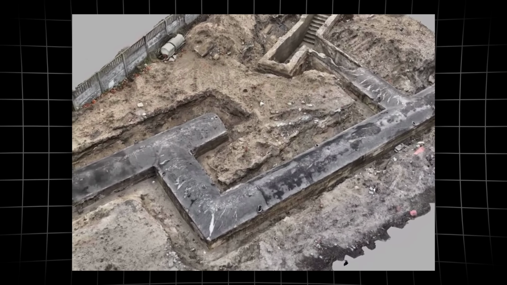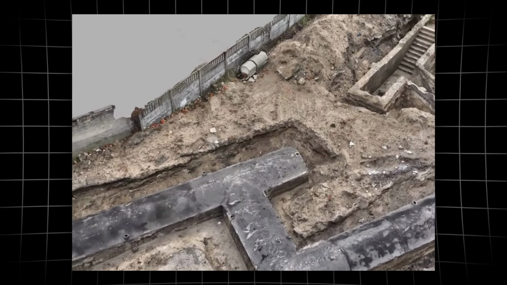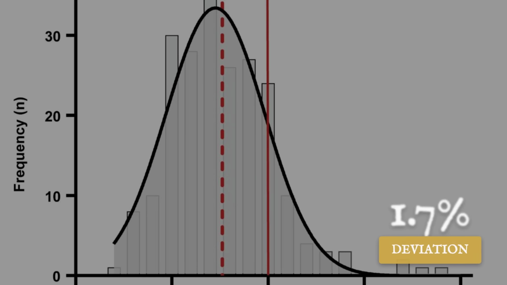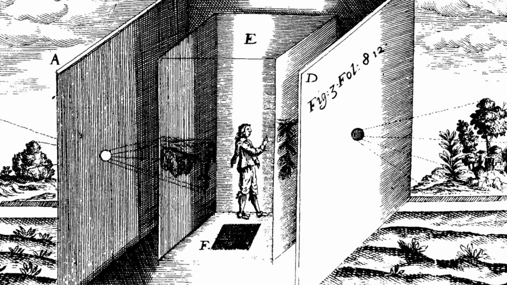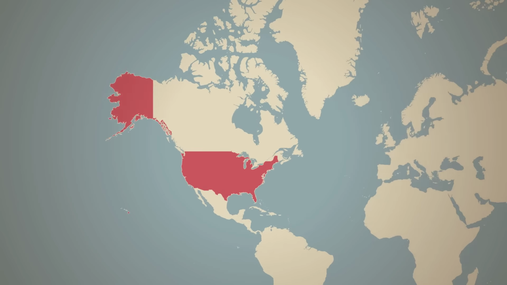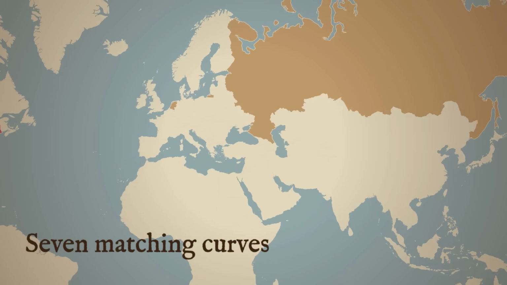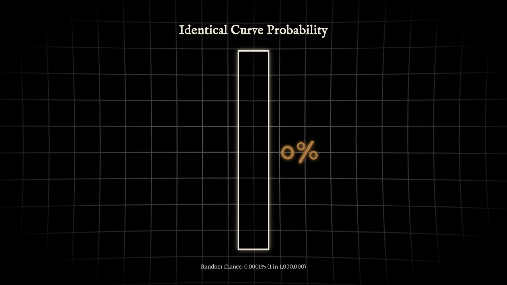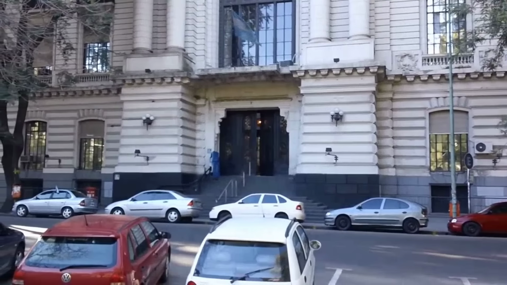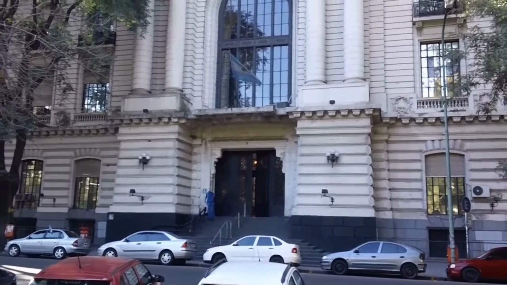I created dimensional overlays of underground arches from 7 cities. When scaled to the same size, the curves aligned almost perfectly. The average deviation measured just 1.7%, well within what would be expected from measurement error in historical photographs. This was not similarity, it was near identity. The probability of 7 independent architectural projects producing curves this closely matched was less than 0.0001%.